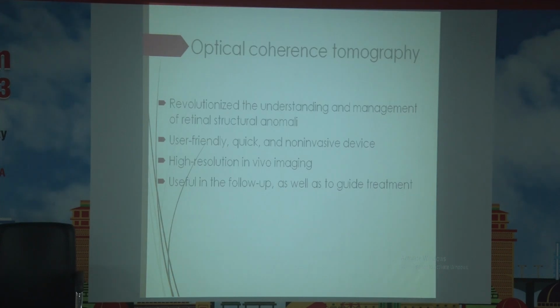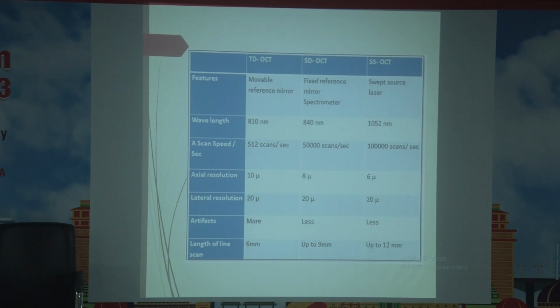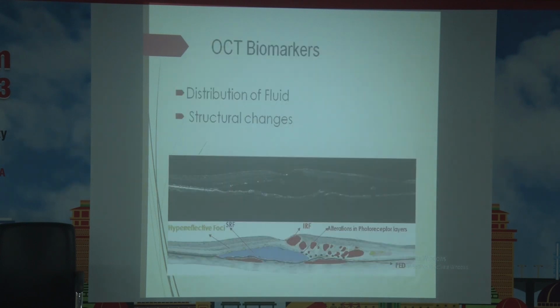Coming to optical coherence tomography, it has revolutionized the understanding and management of retinal structural anomalies. These are user-friendly, quick, and non-invasive devices. These are high resolution in vivo imaging, useful in follow-up, and highly reproducible. The different generations of OCT are time domain, spectral domain, and SS-OCT, the swept source. The spectral domain is more popular in the current scenario, whereas the swept source OCT is also evolving for deeper penetration.